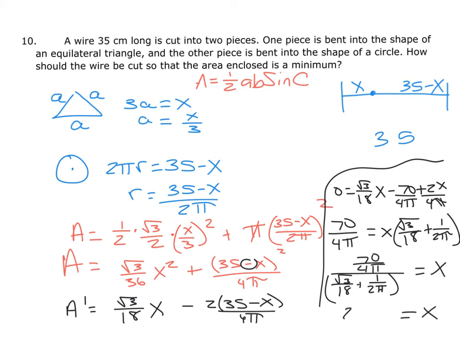So I got 21.812. So that's pretty gross. And then 13.188. So those are my 2 answers.